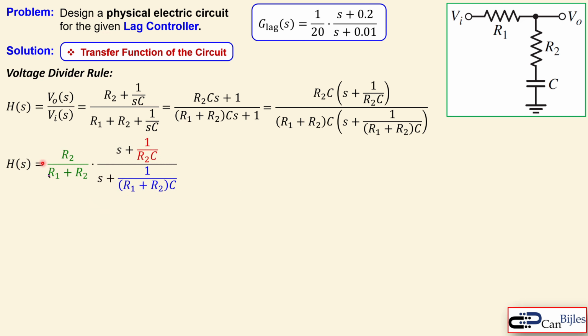I use colors here to identify that easily. So this is the part for the coefficient, R2 over R1 plus R2. There's also a red part, which is this, and there's also a blue part, which is this part.